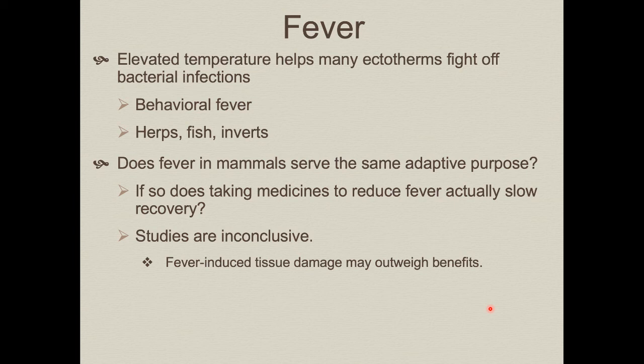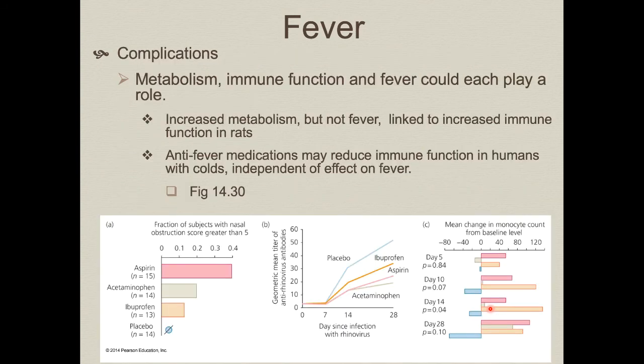And so the main thing I want to get across to you here is, while this is an interesting hypothesis, fever is a tough thing to control, and you can get fever-induced tissue damage, and that may outweigh any potential benefits of letting your fever get high. Particularly if you get a really high fever, it can affect the brain in ways you don't want it to. And as I mentioned, in endotherms, high temperature is also linked to higher metabolism. So higher metabolism, higher immune response functions, and fever could each play a role, and it's hard to disentangle which of these is playing the biggest role in combating infections.